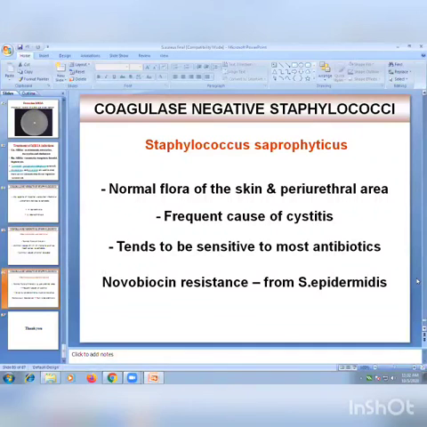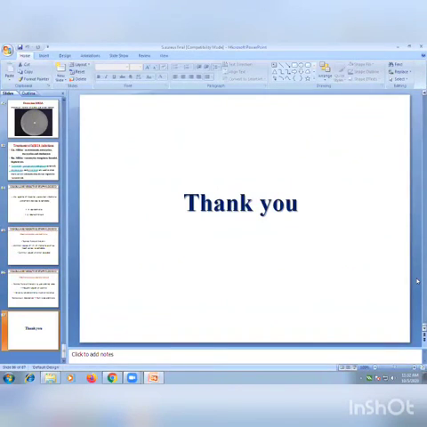Staphylococcus saprophyticus is also generally present on the skin and is an opportunistic pathogen. It is normal flora of the skin and periurethral area, a frequent cause of cystitis, and tends to be sensitive to most antibiotics. Novobiocin: Staphylococcus saprophyticus is resistant, while Staphylococcus epidermidis is sensitive. Thank you. Then this topic is over.